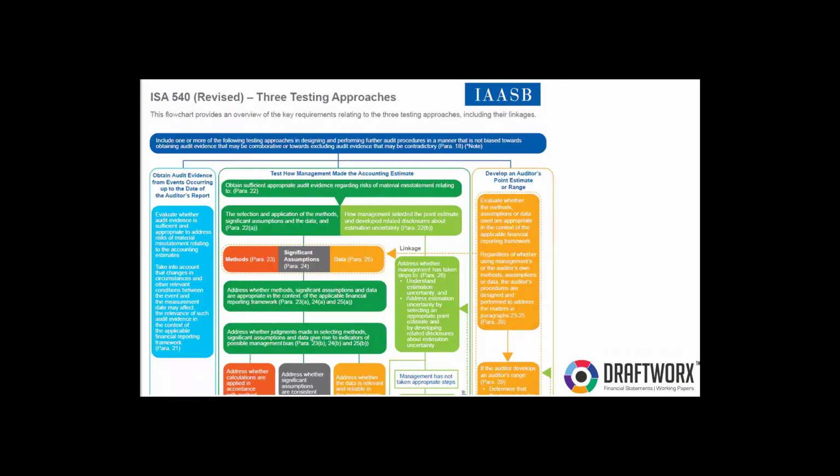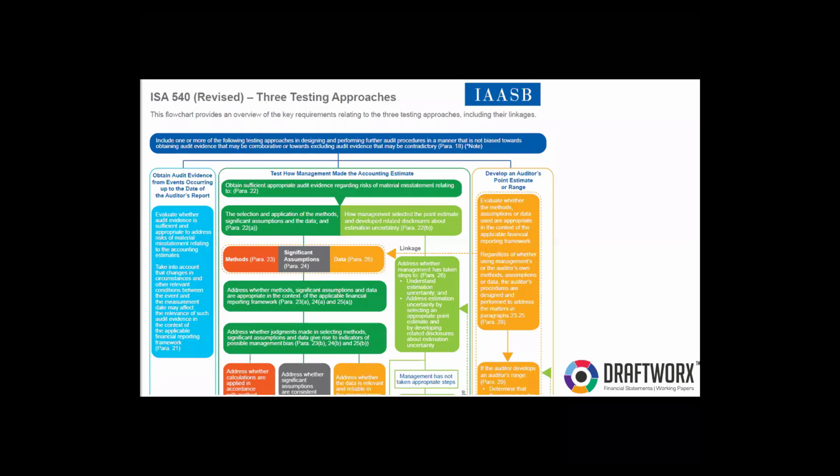Then the third document or flowchart that the IAASB issued was called the 3 testing approaches. And what it does is it provides an overview of the 3 testing approaches and the key requirements of the standard as it relates to these 3 testing approaches.